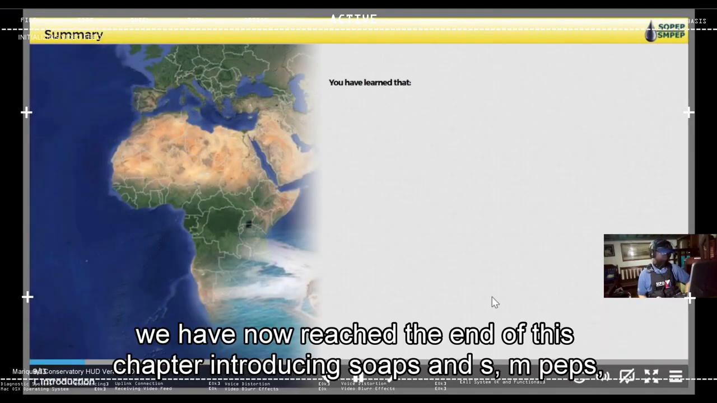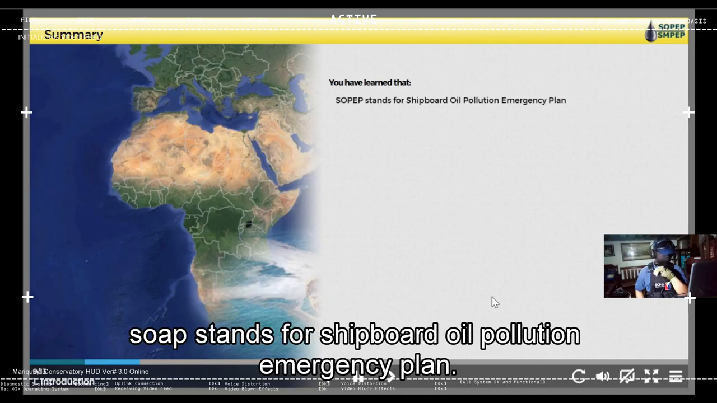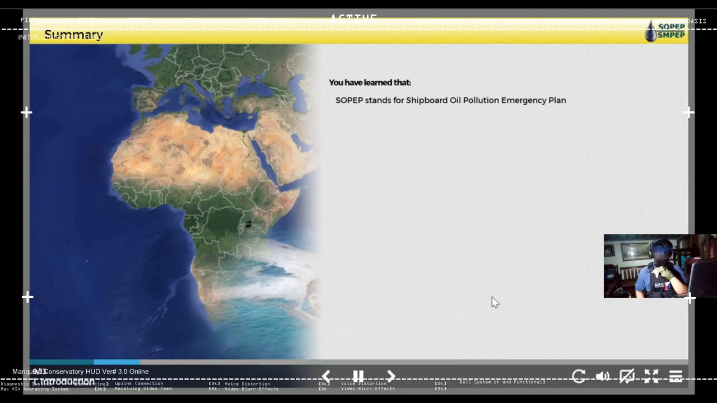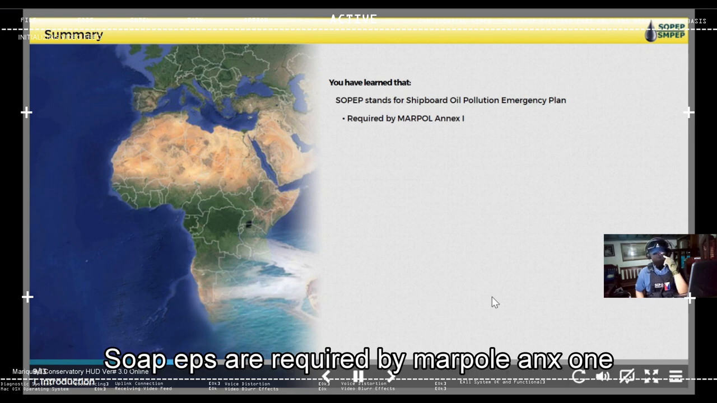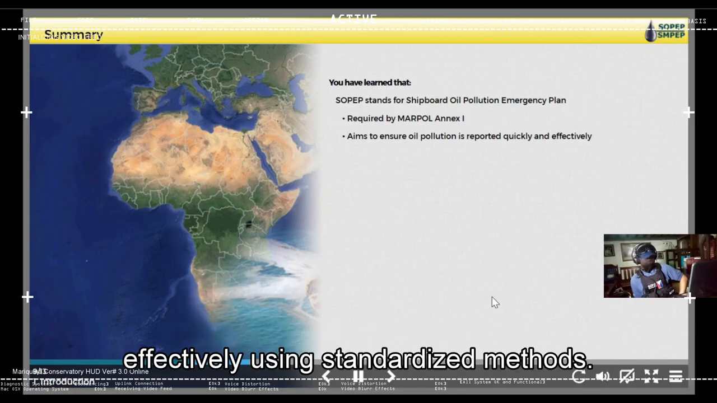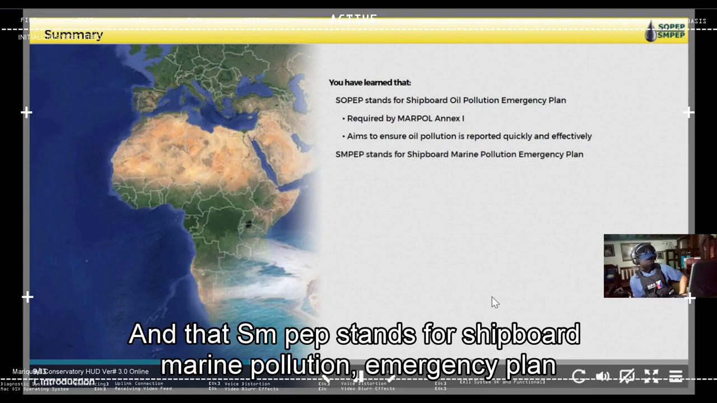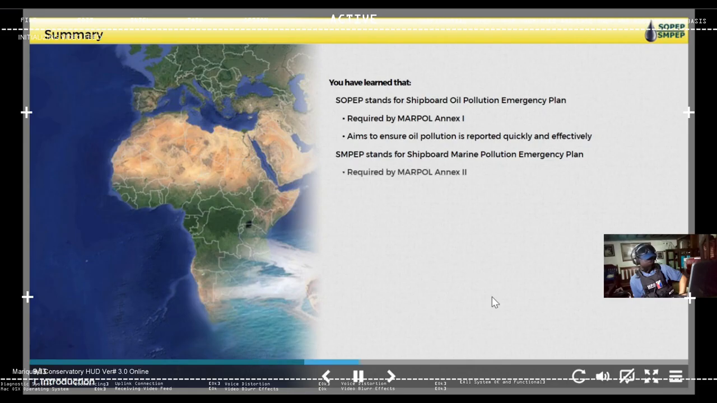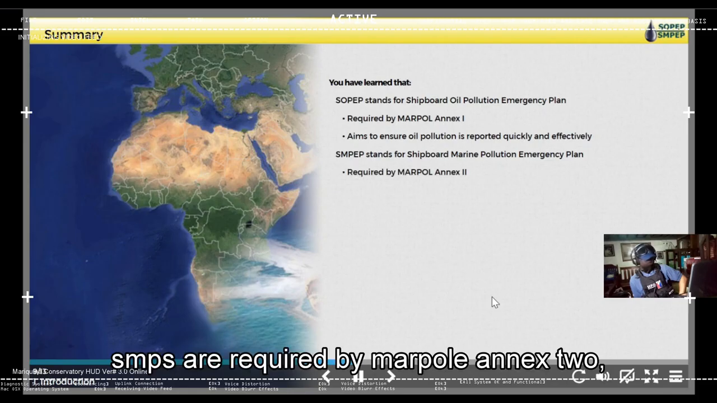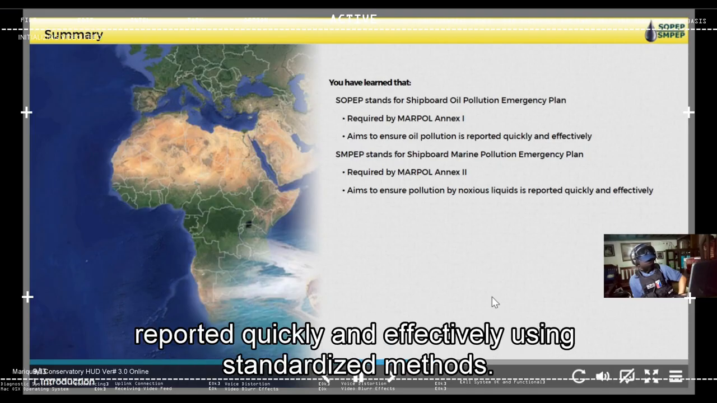Okay. We have now reached the end of this chapter introducing SOPEPs and SMPEPs. You have learnt that SOPEP stands for Shipboard Oil Pollution Emergency Plan. SOPEPs are required by MARPOL Annex 1, with the aim of ensuring that oil pollution is reported quickly and effectively using standardized methods. And that SMPEP stands for Shipboard Marine Pollution Emergency Plan. SMPEPs are required by MARPOL Annex 2, with the aim of ensuring that pollution by noxious liquid substances is reported quickly and effectively using standardized methods.